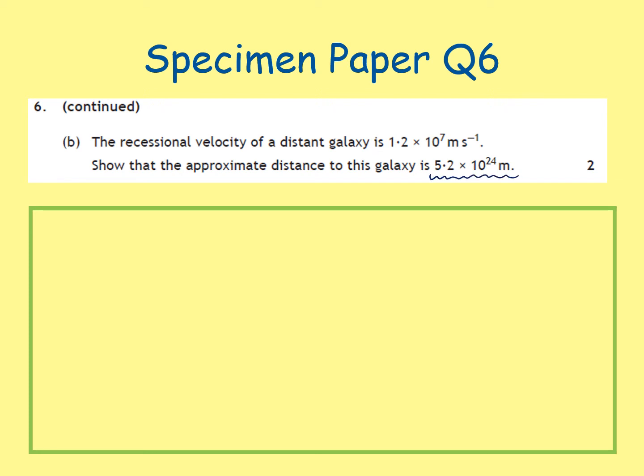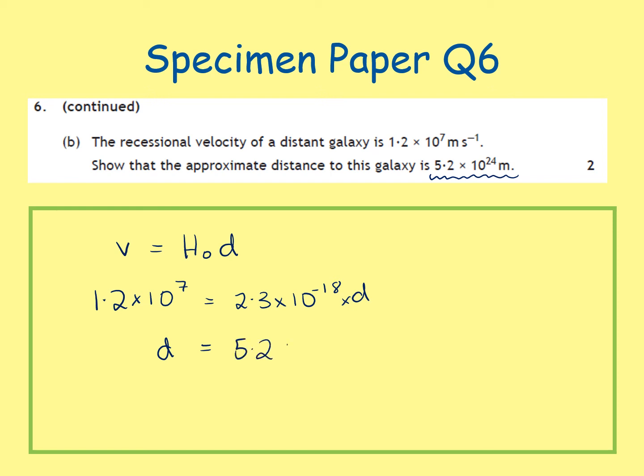We want to use our Hubble's law equation, so we've got V equals H0 d. We want to calculate the distance, and we've got our velocity, so 1.2 times 10 to the power of 7. That's going to be equal to Hubble's constant, so 2.3 times 10 to the negative 18, multiplied by our distance. We can rearrange this to give distance is velocity divided by Hubble's constant. This comes out as an answer of 5.2 times 10 to the 24. And that's in meters.